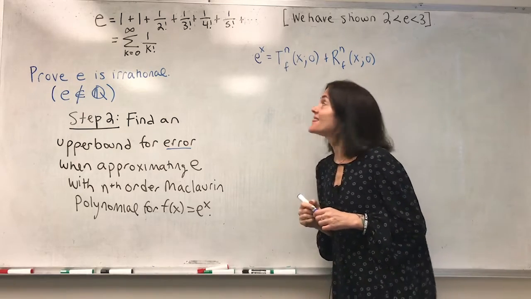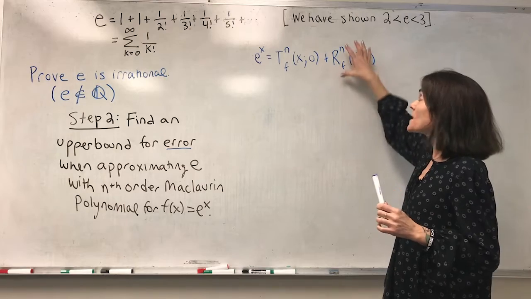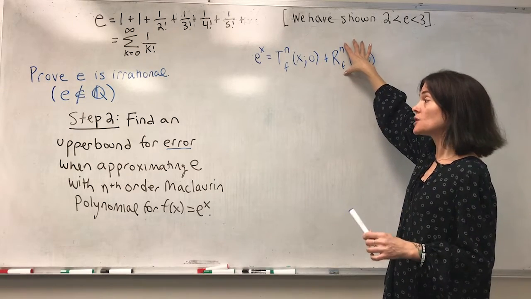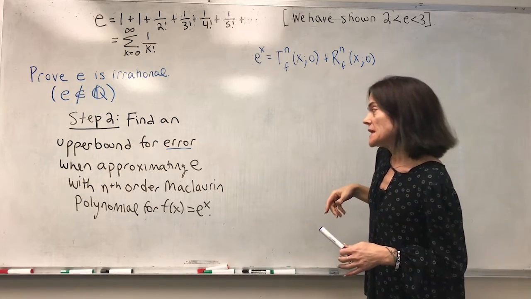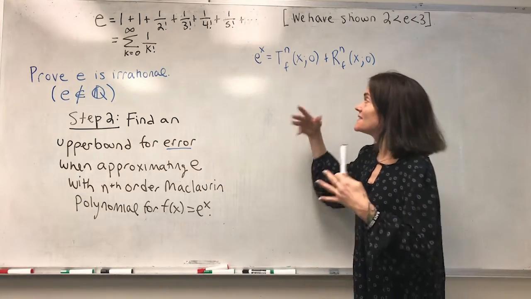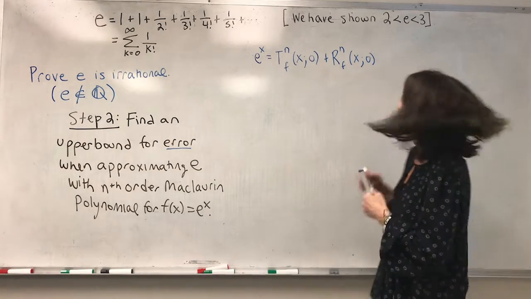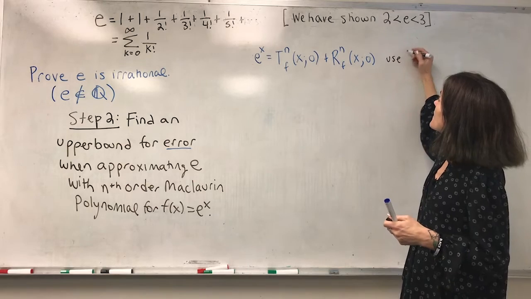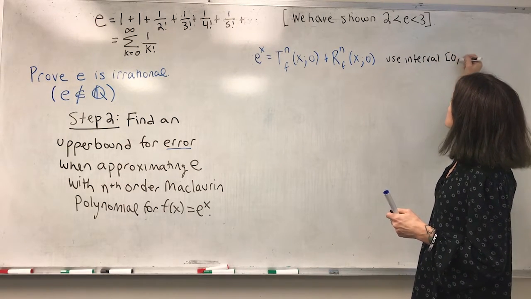Okay, and then what else do we know? Oh, well, I'm going to try and get a bound on this, and usually we have some interval. In fact, we need one here. I'm approximating e, which is e to the 1. My center is 0, so we will use the interval 0 to 1.